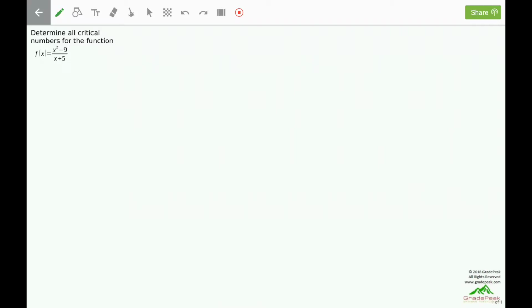Determine all critical numbers for the function f of x equals (x squared minus 9) divided by (x plus 5). Critical numbers are the x values that make the numerator and the denominator of the derivative equal to 0 and are in the domain of the function. The first thing to do is find the domain.